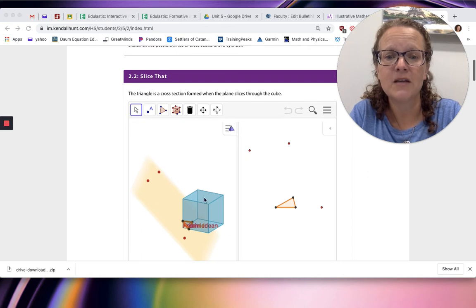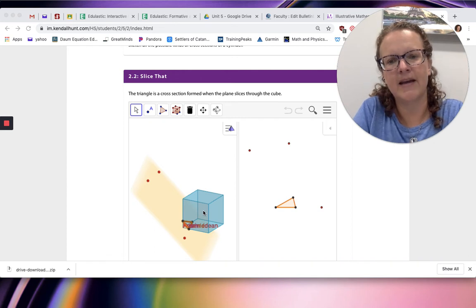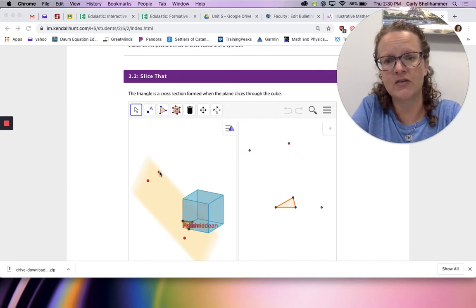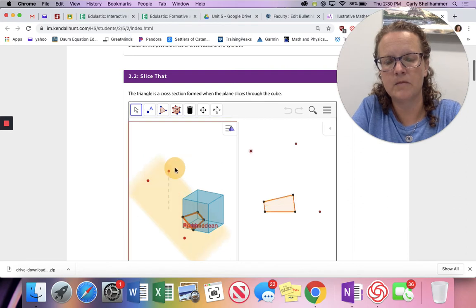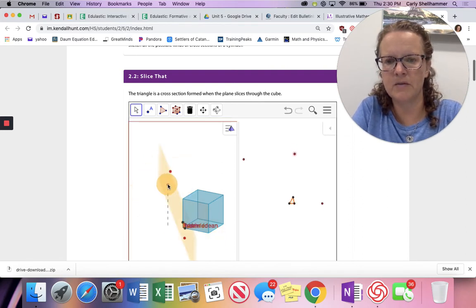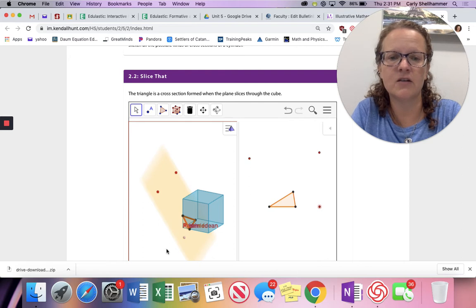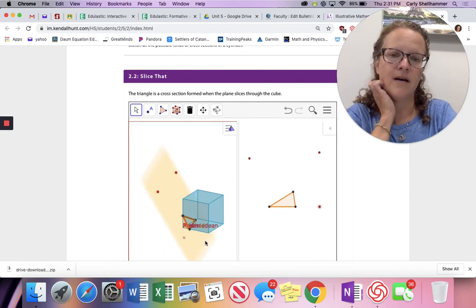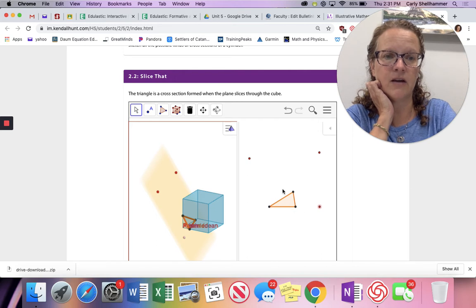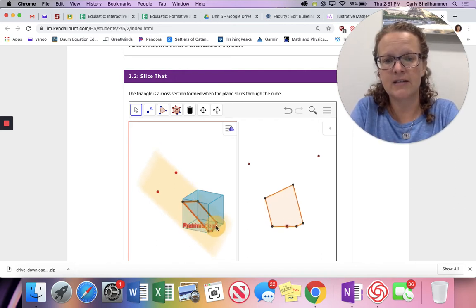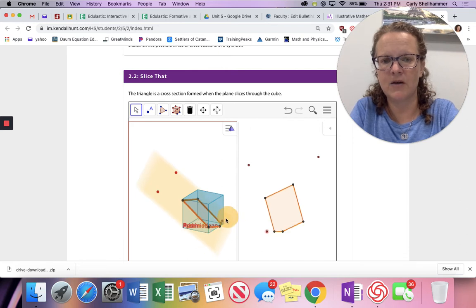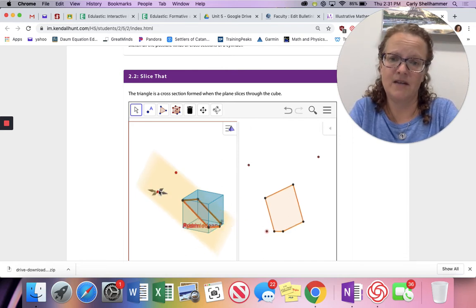So here I have a cube. And I have a plane. The plane is the orange thing, and I can drag that plane through my cube. And if you look, when I'm cutting just a corner off, just the corner of the cube, this is my cross-sectional area. It's a triangle. If I change this and I cut, oh, yeah, a 5-sided figure.